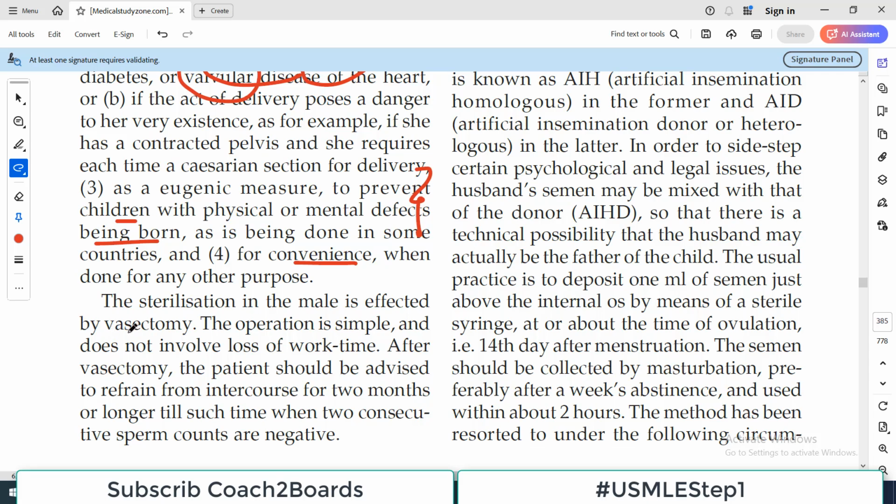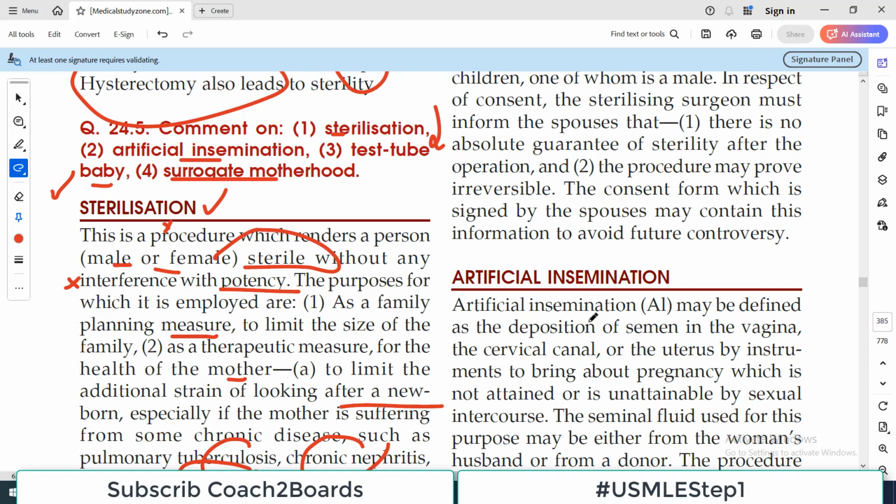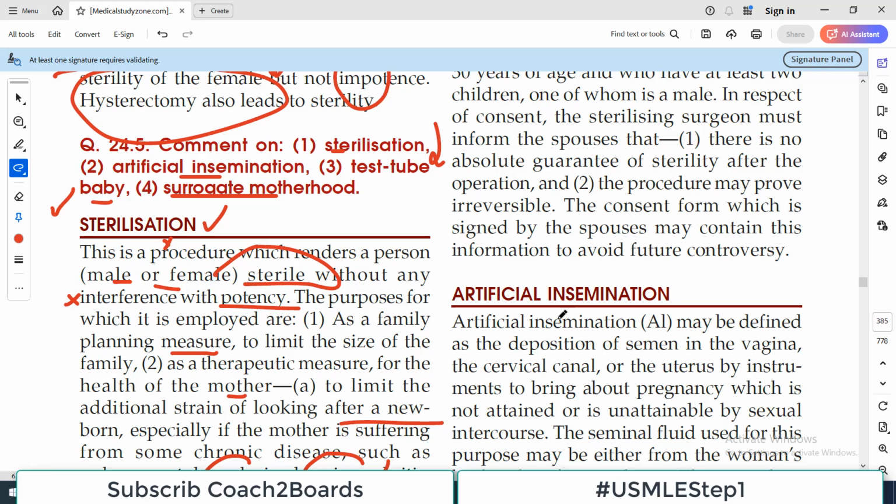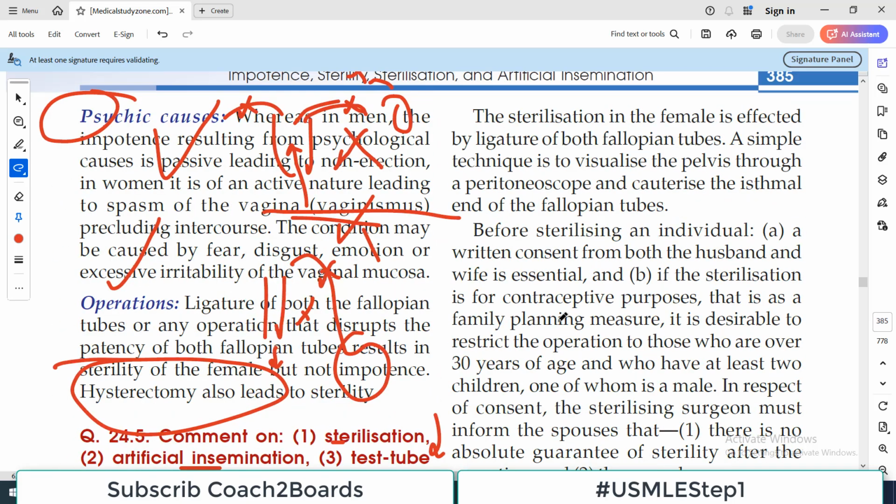Sterilization in male is effected by vasectomy, I already told you, right? Okay, so now the concept of sterilization is all very clear to you. Sterilization in female is effected by ligature of both the fallopian tubes, I already told you this as well. Before sterilization, an individual gives written consent, obviously. If the sterilization is for contraceptive purposes, that is family planning, it is desirable to restrict the operation to those who are over 30 and those who already have at least two children.